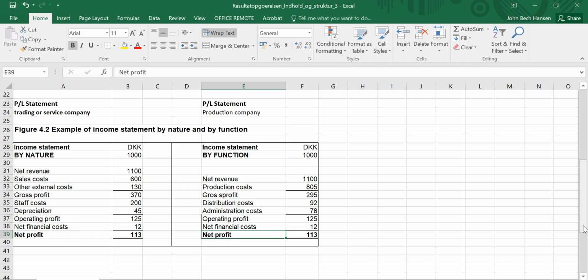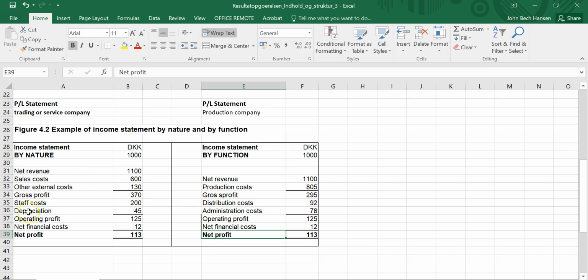And there are, of course, regulations on how this must be done. But even though there are regulations, we will see different types of income statements. The two main types are divided by nature or divided by function. And I'm talking about the costs here, because we can see in these two examples that the net revenue is the same. But when we look at the costs, sales costs, other external costs, staff costs, depreciation, well, we see something else here when they are divided by function.